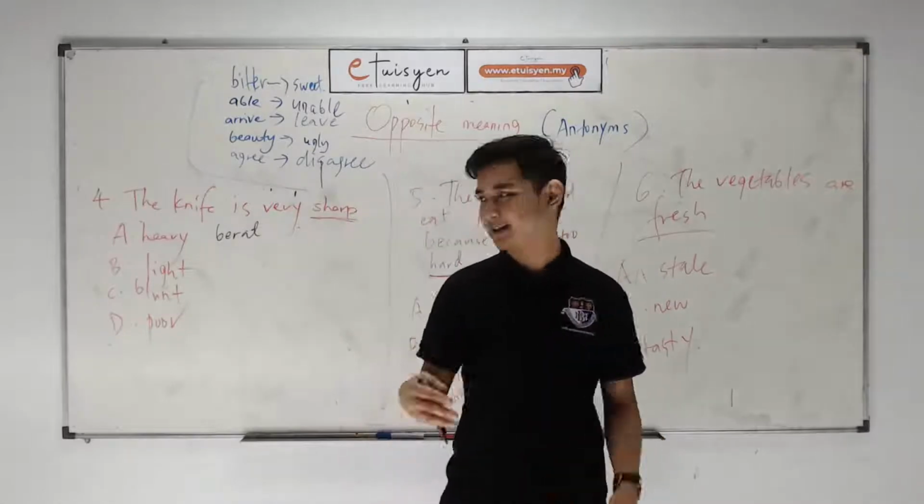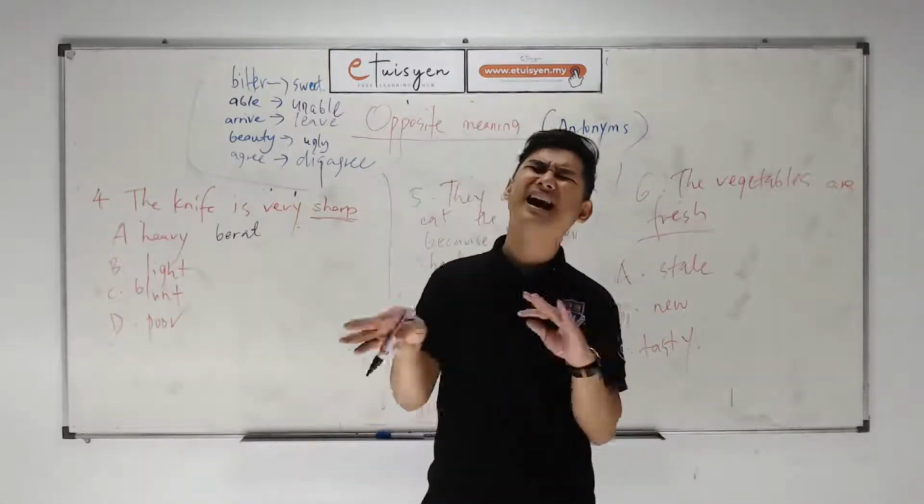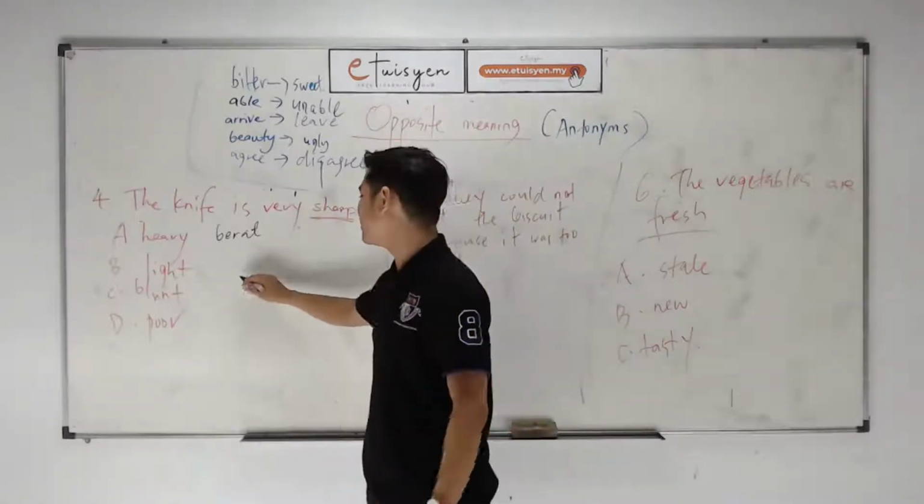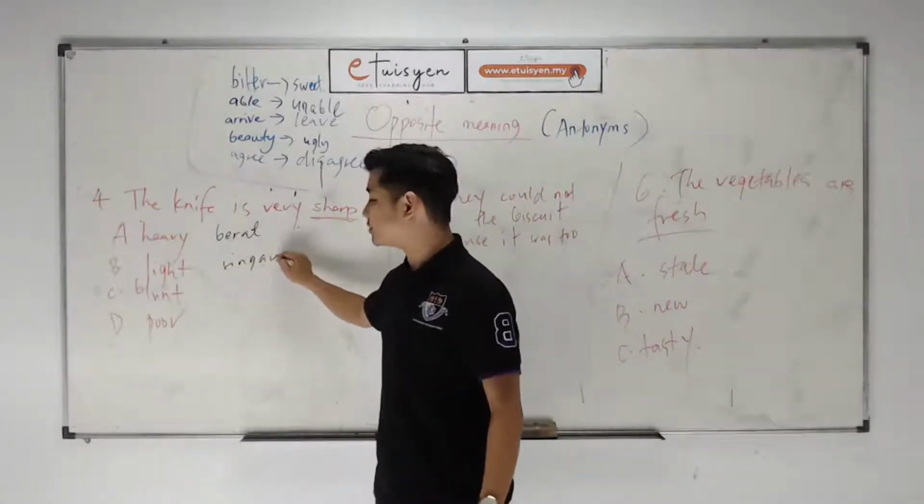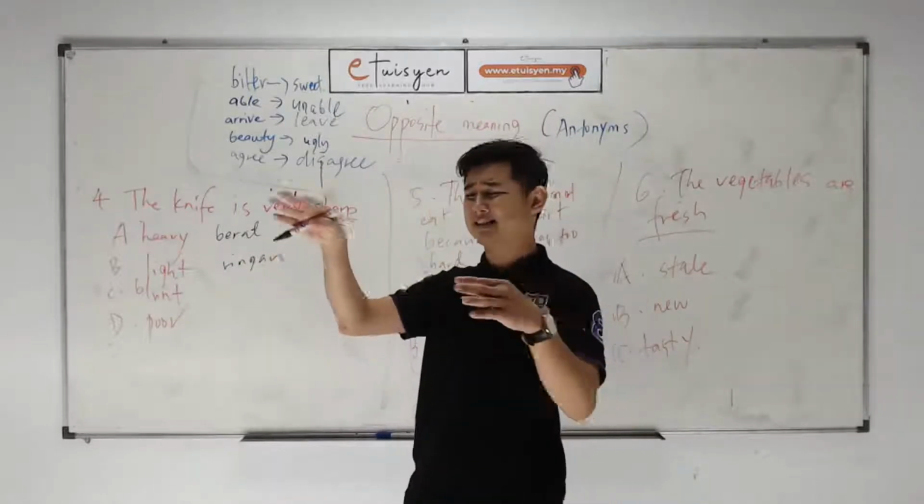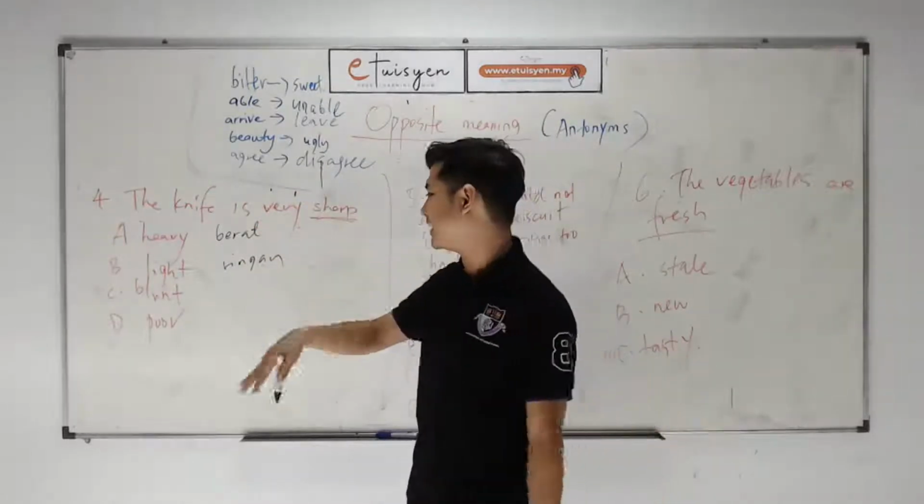Heavy, berat. Light, very light one. Orang selalu cakap light je lah. Light, very light. Ringan-ringan, you know. Very ringan lah, light. Also, boleh juga light untuk cahaya lah. Okay, depends on the situation, on context, on the sentences sometimes, okay?